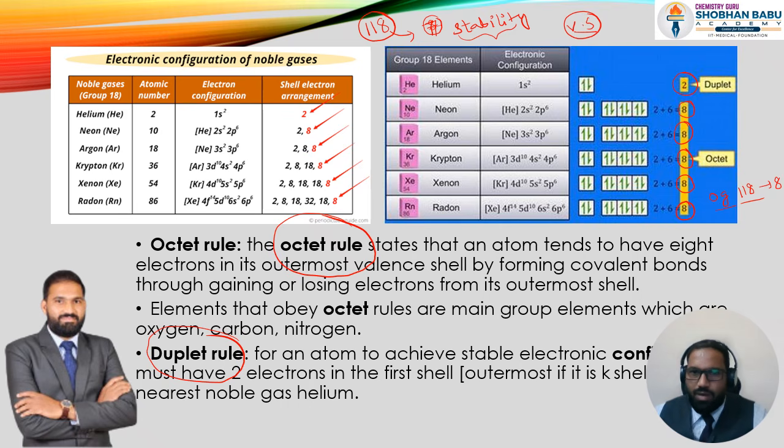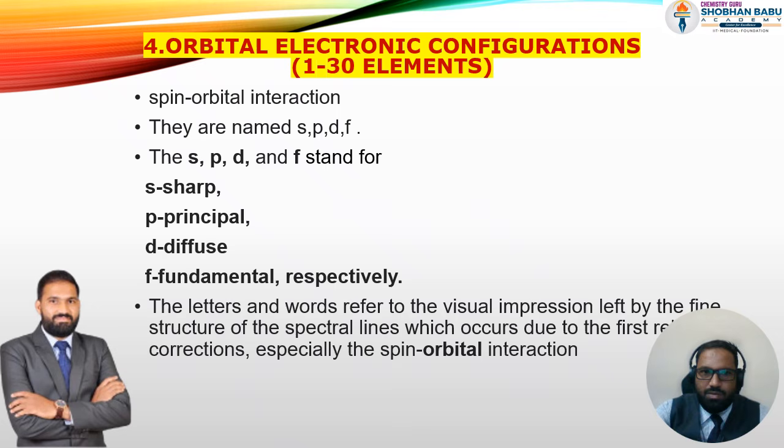Now we come to a conclusion: if any element wants to be stable, it has to follow one of two important rules. Either the duplet rule, if it has only one shell, or the octet rule, if it has more than one shell. These are the two important factors which we have to remember.